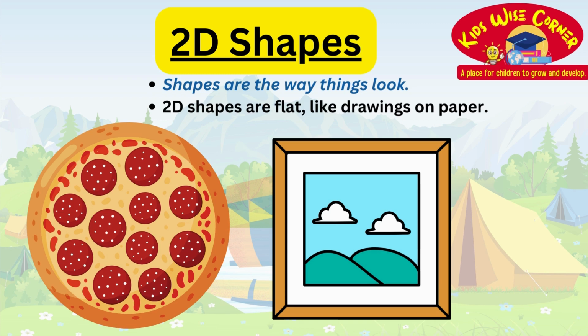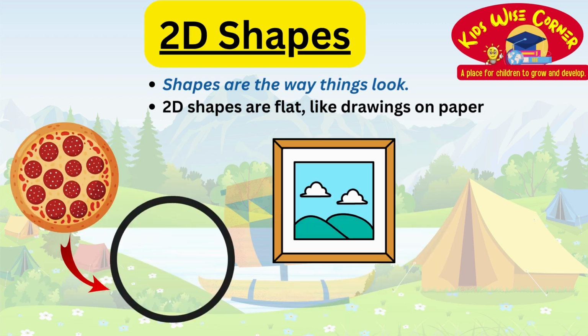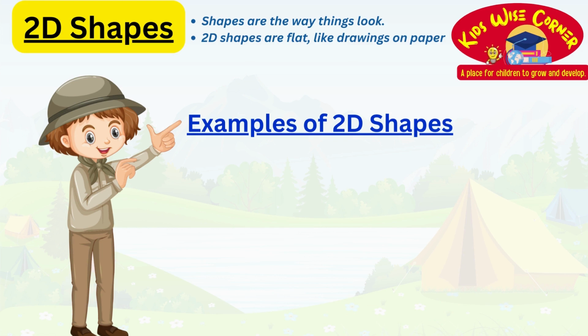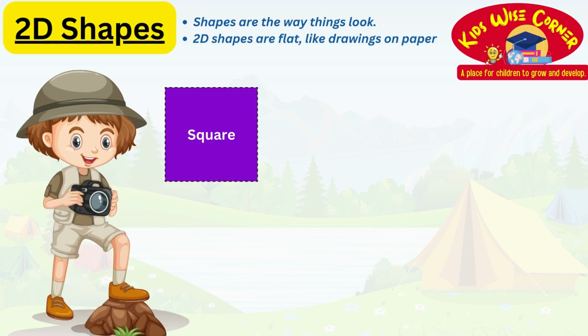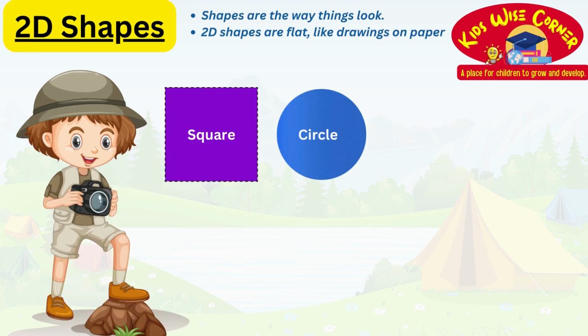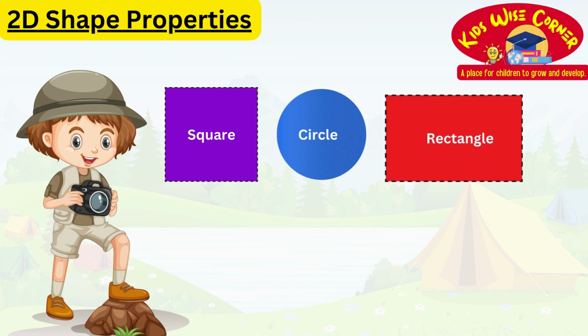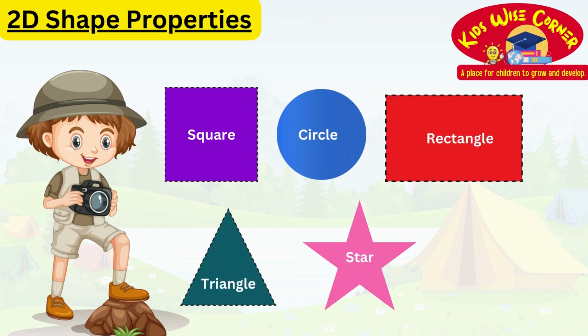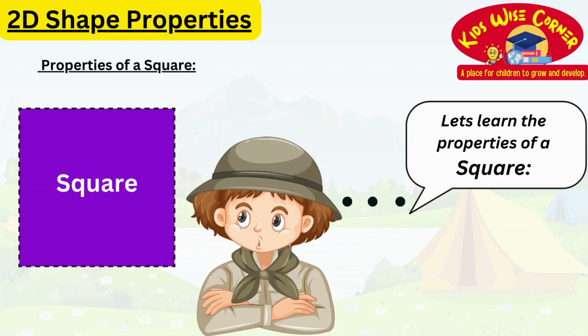Here we have a pizza and a picture frame. The pizza is round like a circle and the picture frame is square. Here we have examples of 2D shapes. We have a square, circle, a rectangle, a triangle, a star, and a heart. Let's explore the properties of these 2D shapes. The first 2D shape we have is the square.